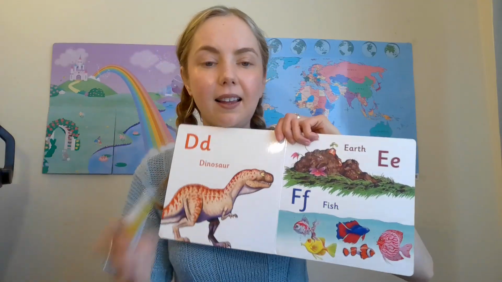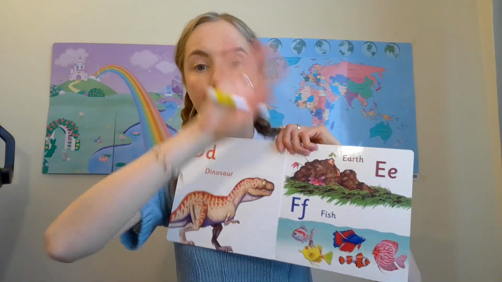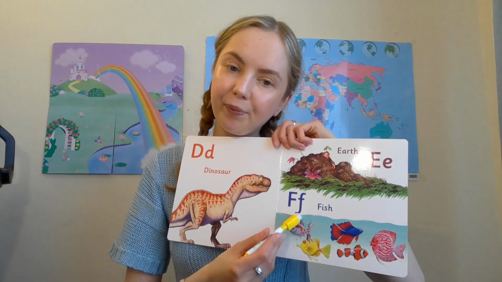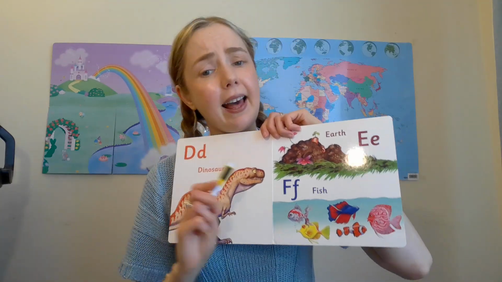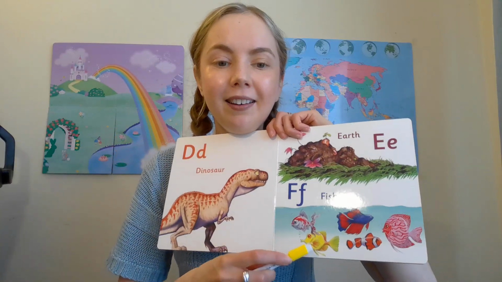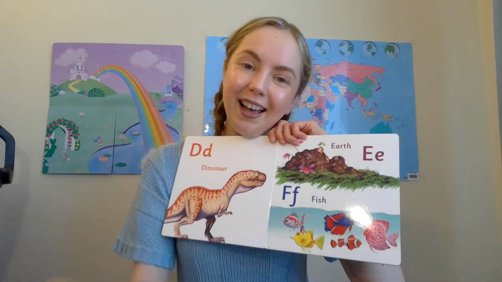Good. Look, everyone. We've got F. Big F and little f. F is for fish. Let's count the fish. Let's count. 1, 2, 3, 4, 5 fish. Good.